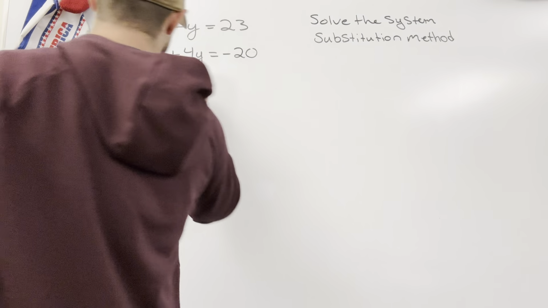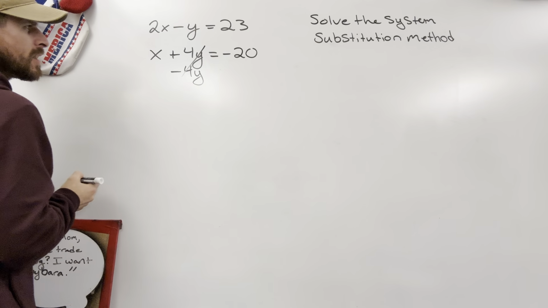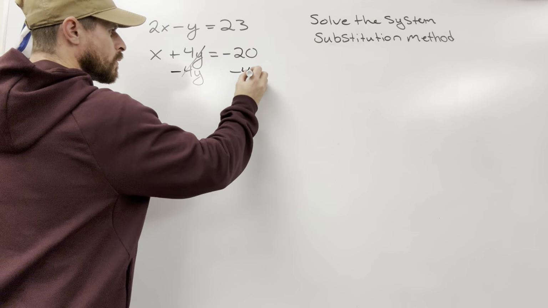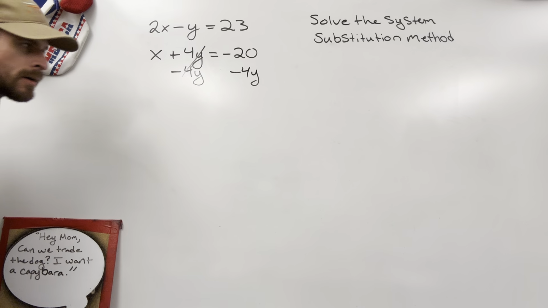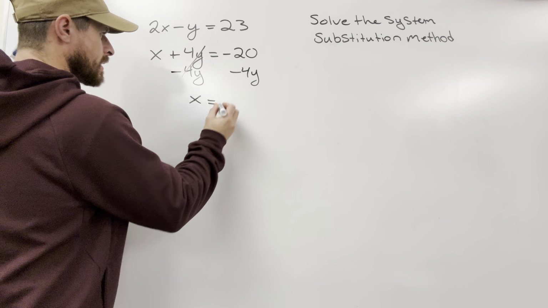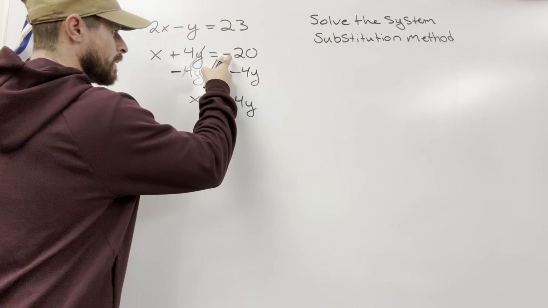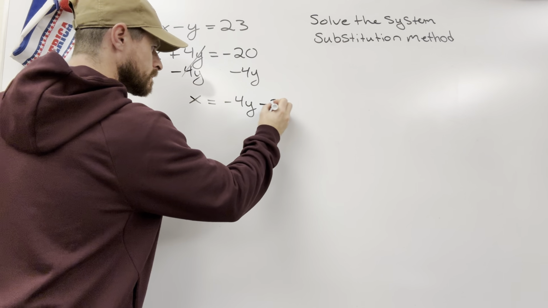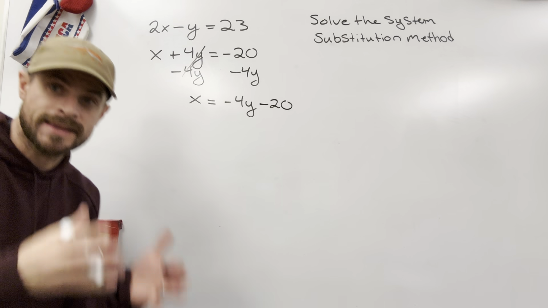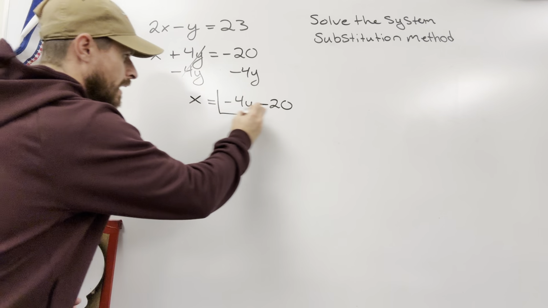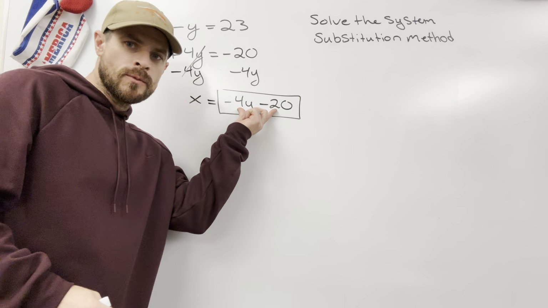So let's do that. Step 1, isolate a variable. So we're going to take away 4y, take away 4y. Those aren't like terms, so don't you dare try and put them together. Just keep them separated. X is negative 4y minus 20. Now I have x by itself. When we get the variable by itself, put the box around the expression on the other side. This is what we want to use now.